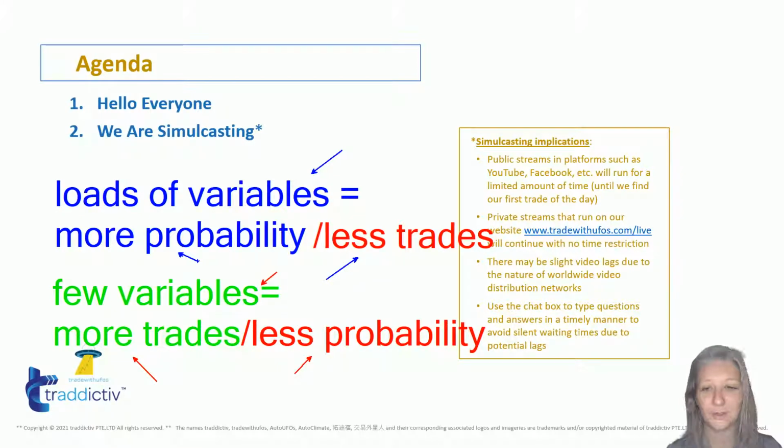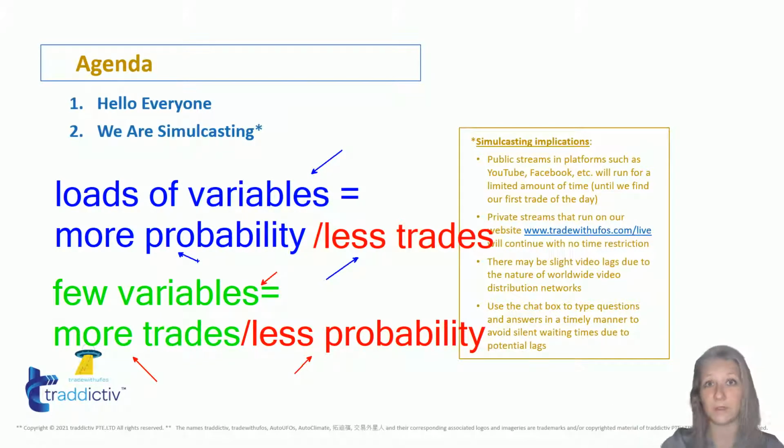You can choose what variables you want, but those are the extremes. Loads and loads of variables means fewer trades, and more time wasted looking at opportunities that maybe you don't put on, but with more probability if you do. Or hardly any variables: the auto climate's just got to be up and then I buy it, I don't care about anything else. That would be an example of really few variables.